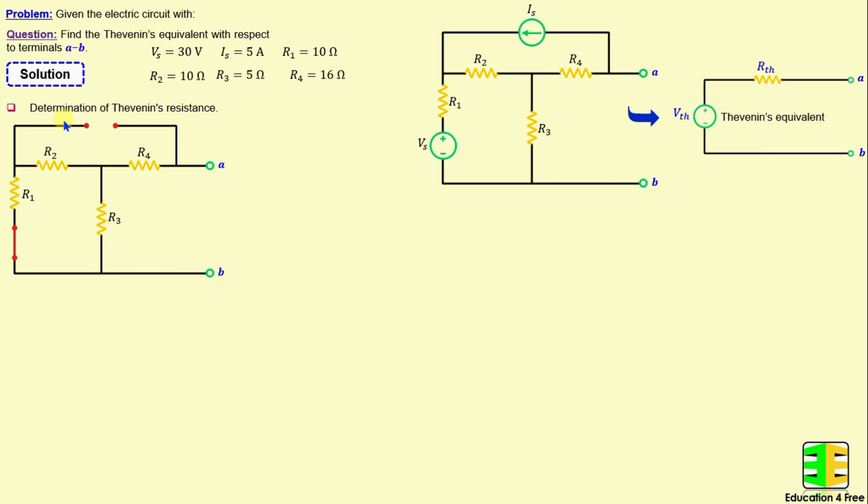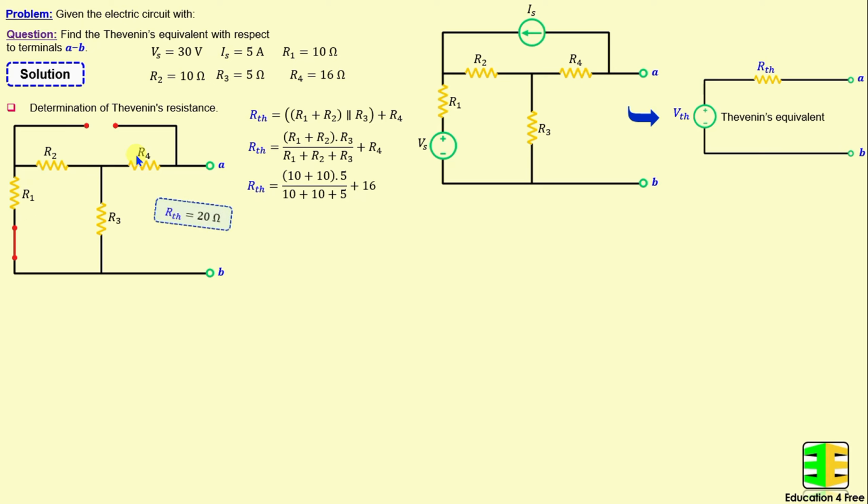The Thevenin resistance represents the equivalent resistance between terminals A and B. That means RTH is equal to the series combination of R1 and R2 in parallel to R3 connected in series with R4. Therefore, RTH can be calculated using the following formula. And if we replace the resistors with their numerical values, we obtain RTH is equal to 20 ohms.